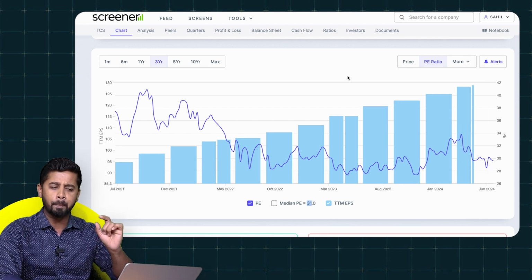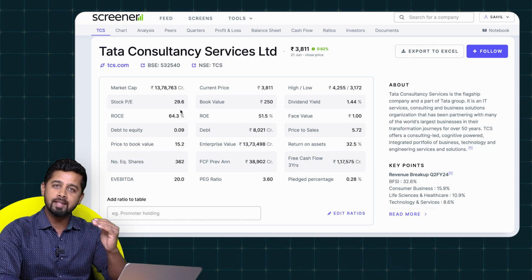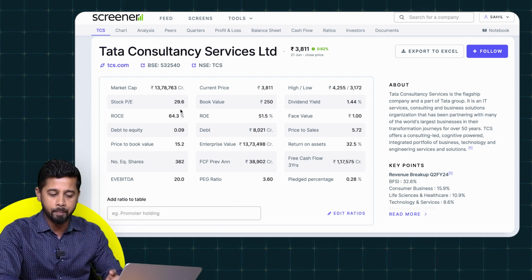So just by looking at median PE, you can say that TCS valuations are reasonable because it is trading near its 3 to 5-year median PE, right? So I hope it makes sense.